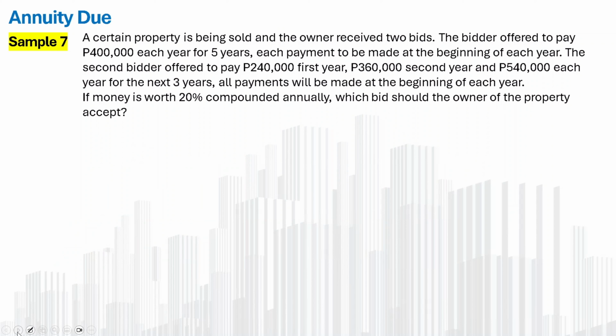Next up is here. A certain property is being sold, and the owner receives 2 bids. The first bidder offered to pay 400,000 each year for 5 years. Each payment is to be made at the beginning of each year. Another bidder offered to pay 240K for the first year, 360K for the second year, and 540K for the next 3 years. All payments will be made at the beginning of each year. If the money is worth 20% compounded annually, which bid should the property owner accept?